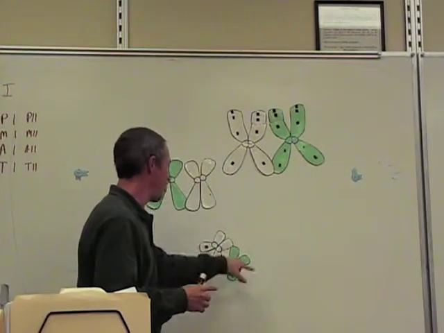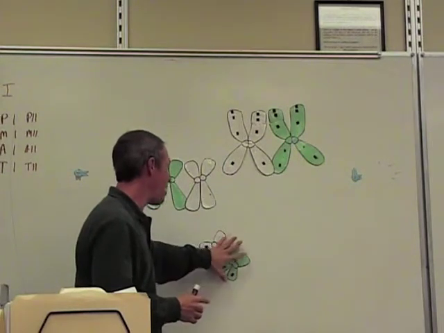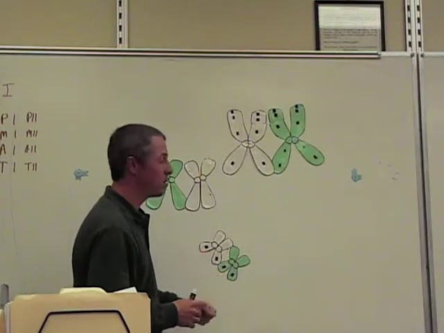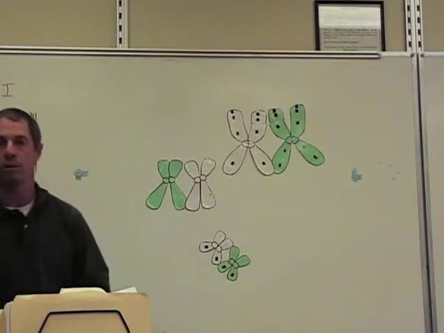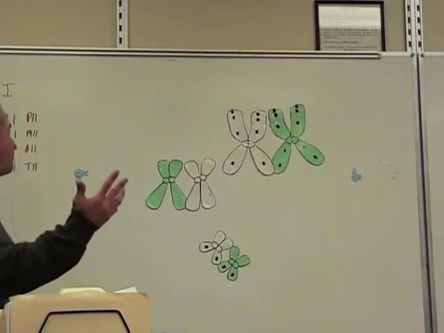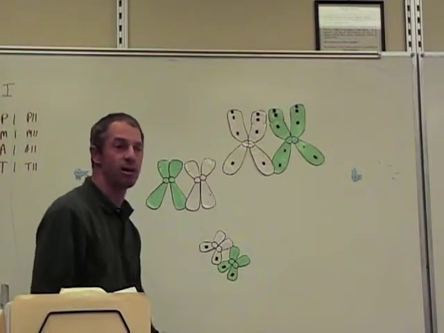Synapsis, tetrad, a bivalent, or a homologous pair. I like homologous pairs. They align themselves. Question, we have to know all three? Yeah. They could ask anything on this exam.